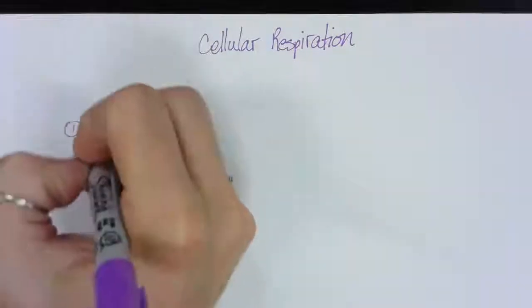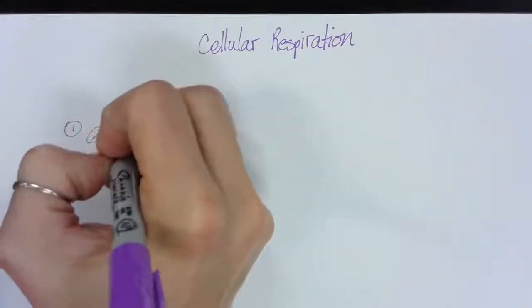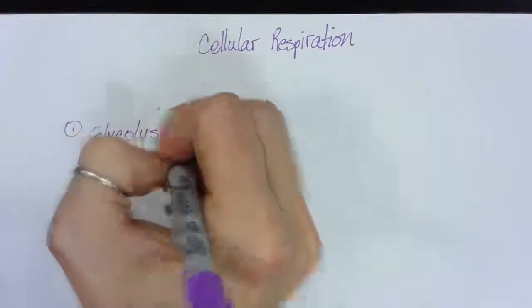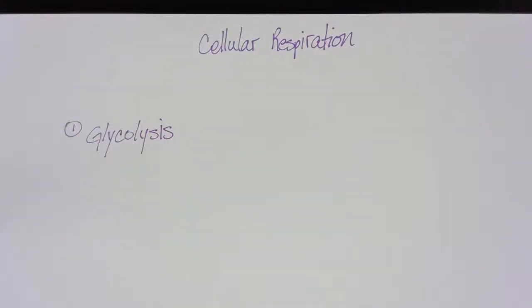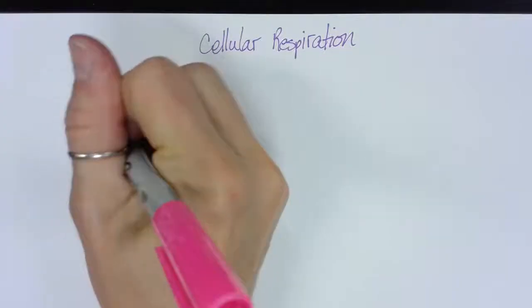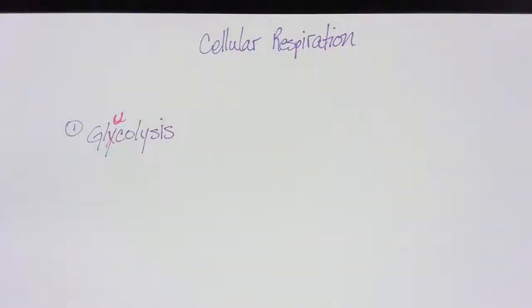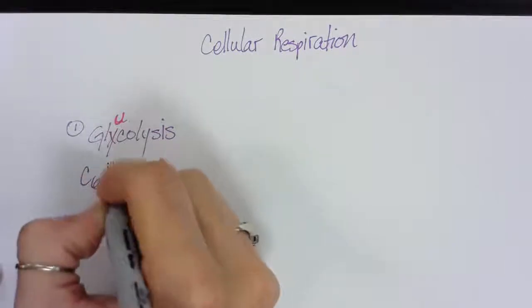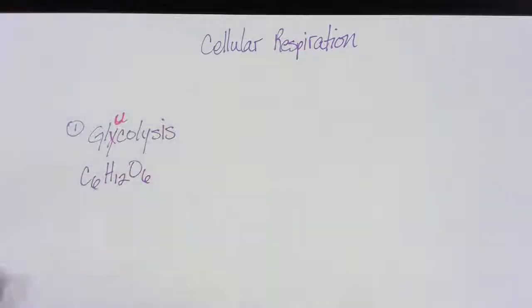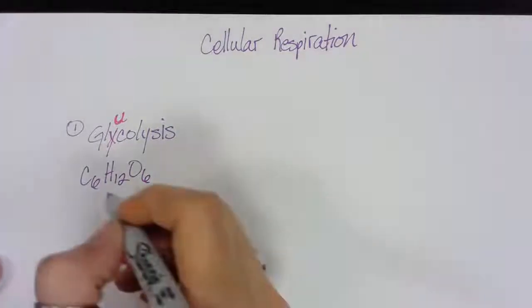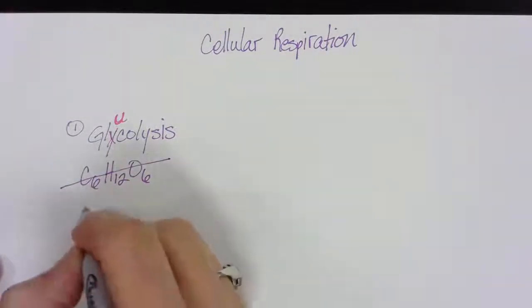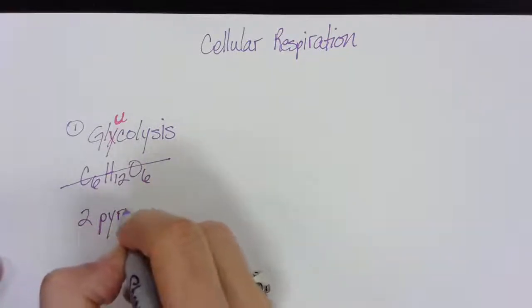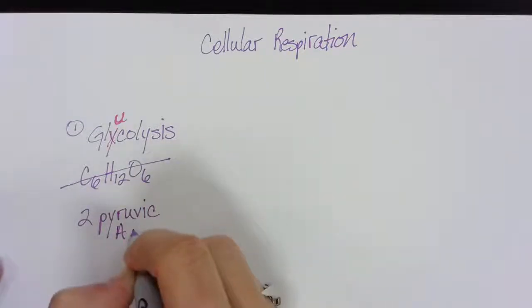First step is going to be glycolysis. Now what I tell you guys in class is that we're going to actually take this Y and we're going to replace it with a U. So what's it remind you of? Glucolysis, which means it's going to break down glucose. So we have that C6H12O6, which is our glucose molecule, and it's going to pretty much be kind of cut in half to give us our carbon molecules called pyruvic acids or pyruvates.